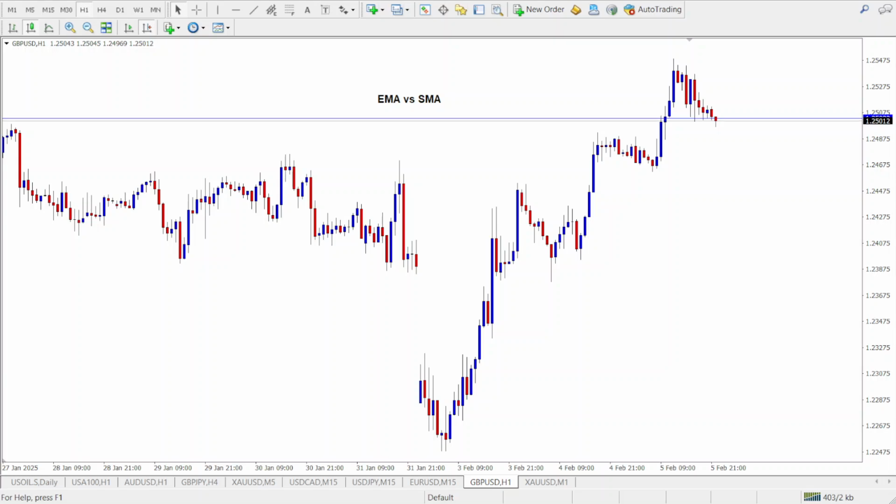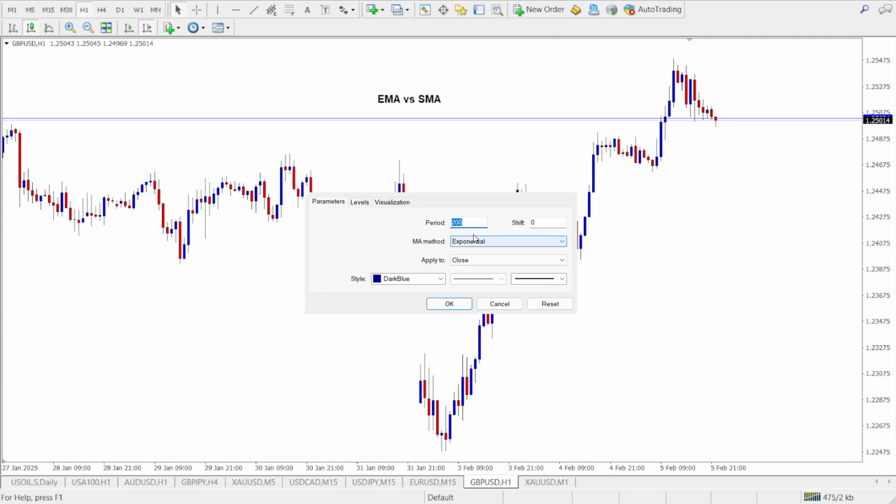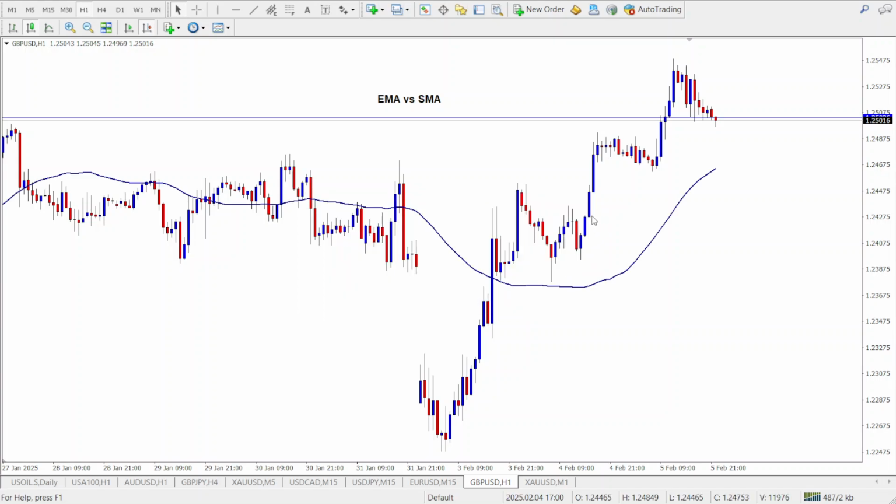Okay, let's quickly get started. First up, simple moving average. I'm just going to add the 50 period SMA to the chart real quick. I'm going to add the 50 period simple moving average. Set this to 50, set this to simple, and apply.